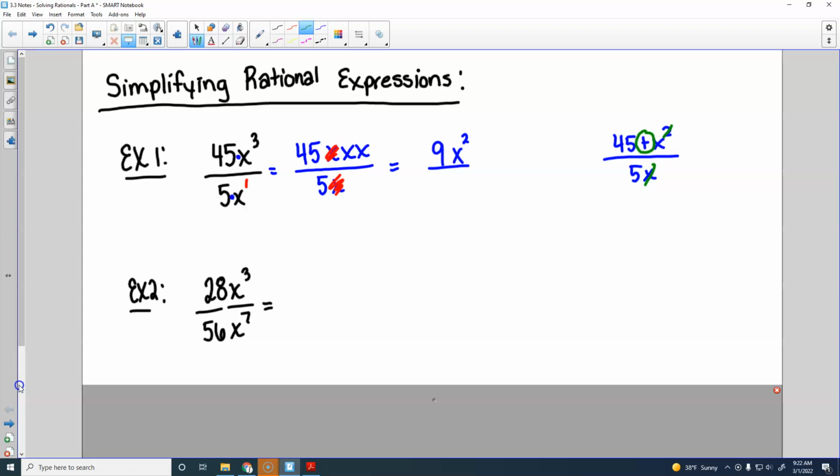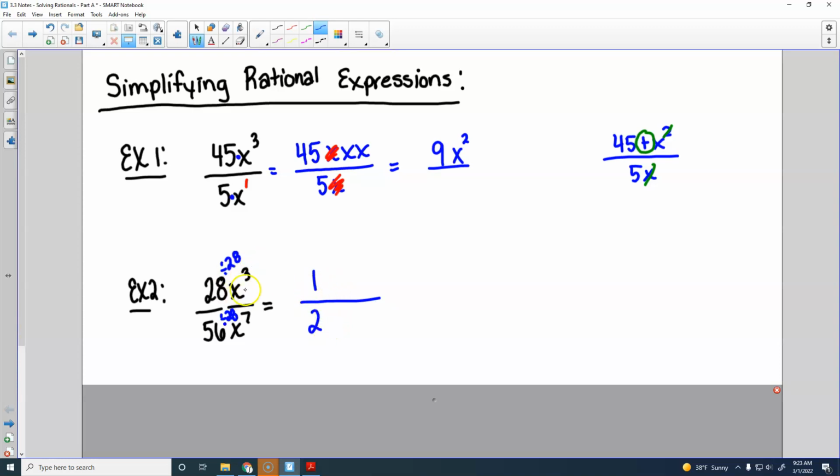All right, so we've got 28x cubed over 56x to the 7th. I need to know, Hallie, what number could I divide both that 28 and the 56 by? Okay, so 28 goes into both of those. Sometimes you might not recognize that a number that large will go into both of them. If you don't, you could just do the 7 that'll go into both of them, and then it's just going to reduce again. So 28 goes into both of them, which gives us 1 over 2.